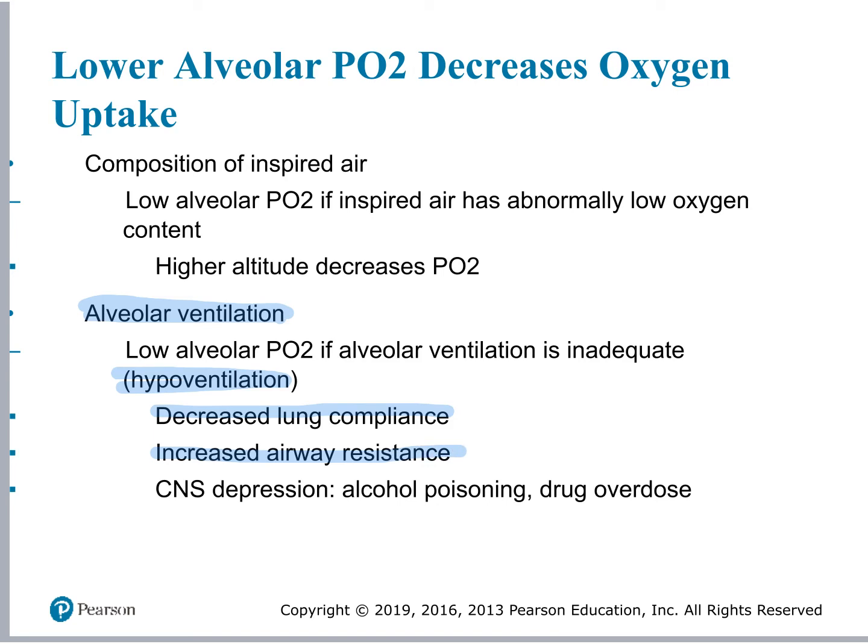What increases airway resistance? Usually it's going to be contraction of the smooth muscle that surrounds the bronchiole. So bronchoconstriction restricts air going into the alveolus, so it's going to lower the alveolar pressure. And then there are some things that can depress the central nervous system, like alcohol and certain drugs that you take.